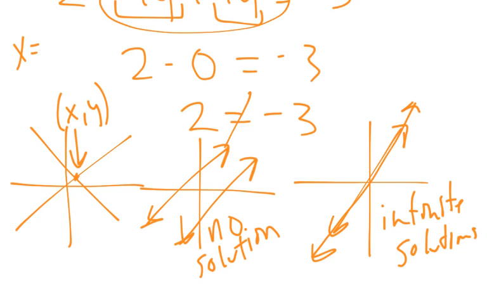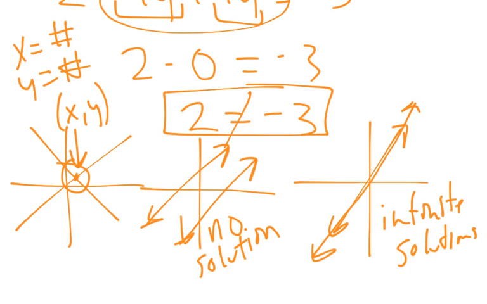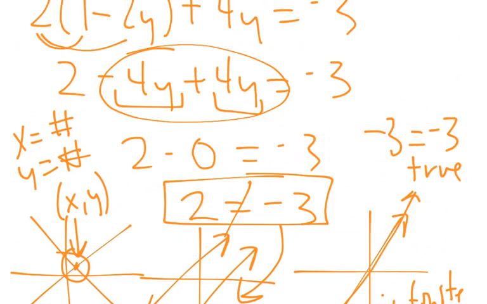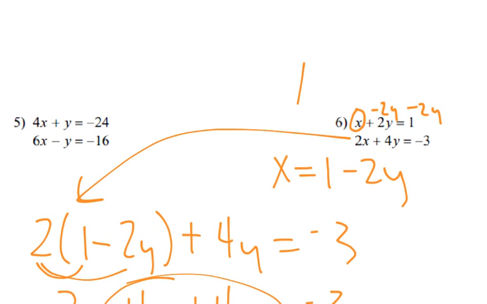If we get x equals a number and y equals a number, okay, we know there's one solution, we know that's where they intersect. If, like this, we get rid of the variables and it's not equal, that's when it's no solution. If we got rid of the variables and it was true, it was equal, that's when we'd have infinite solutions. So, for this one, number 6, the answer is no solution.